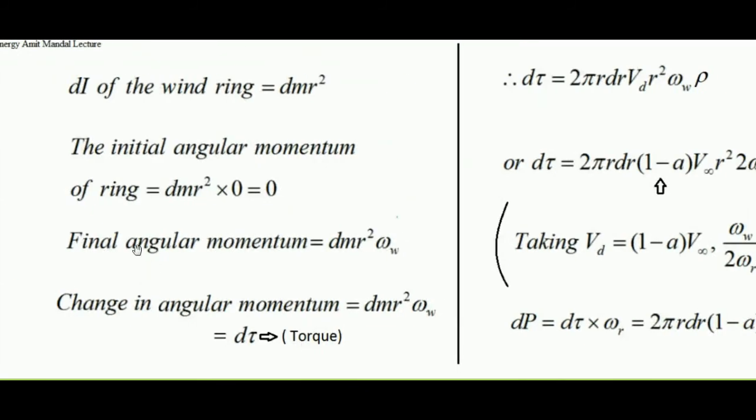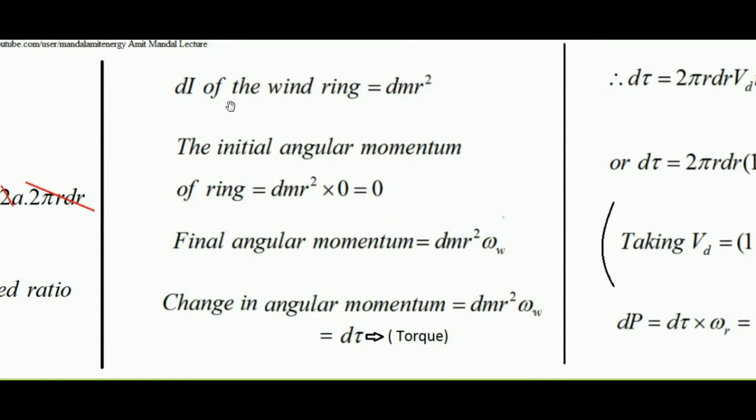Now further, what is the moment of inertia of the wind ring which is going and interacting with the rotor, of that thin wind ring? It will be the mass of that ring, that is dm into r square, because it is a ring. What is the ring's moment of inertia?